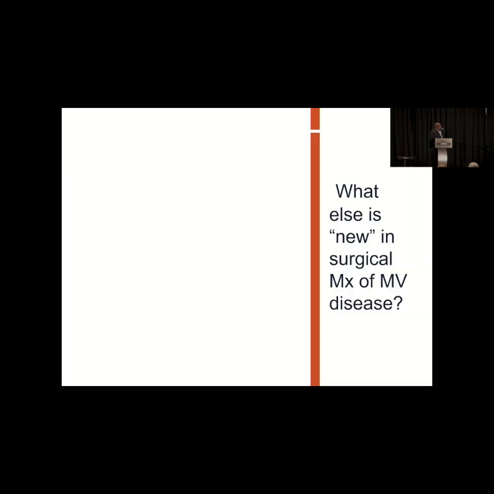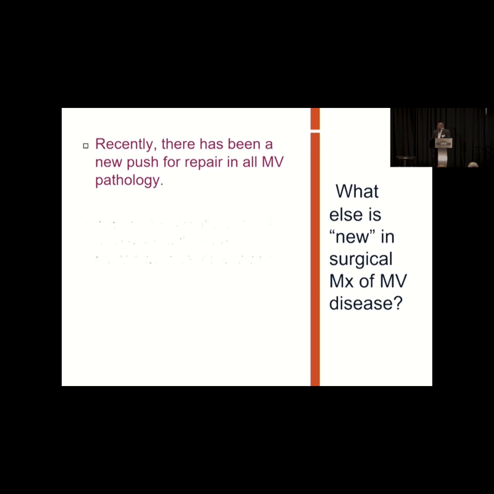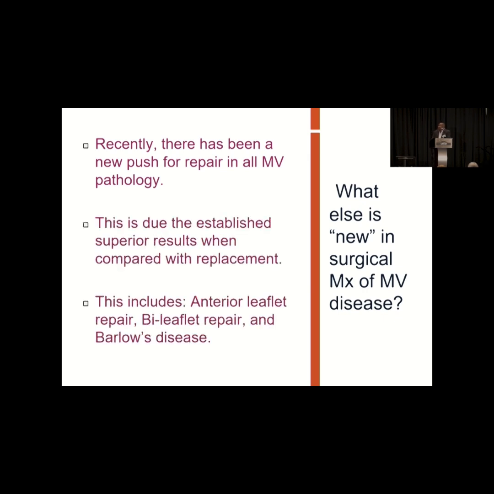So what else is new? What else is going on? What's happening? Well, because the data is so good on repair, it is being advocated that the mitral valve be repaired for everything, and the replacement be only reserved for those that can't be repaired. And that includes everything: anterior leaflet repair, bileaflet repair, trauma, all these things that heretofore were only treated with replacement are now being treated with repair. And that includes Barlow's, which is a funny story, which I'll get into later.